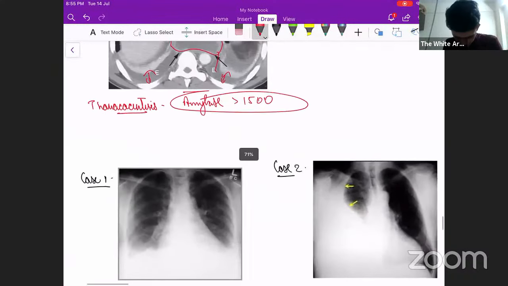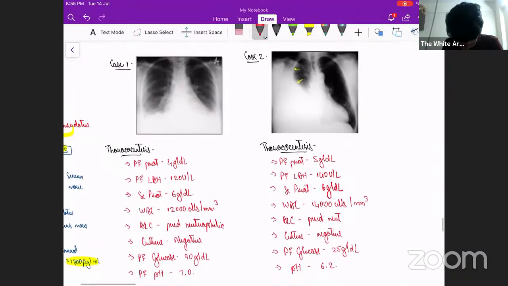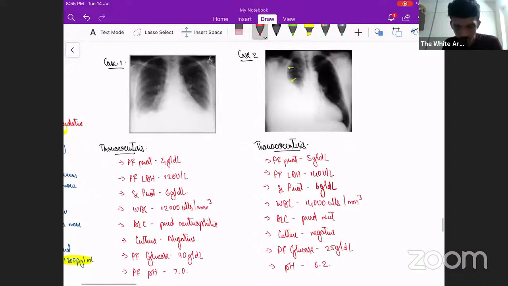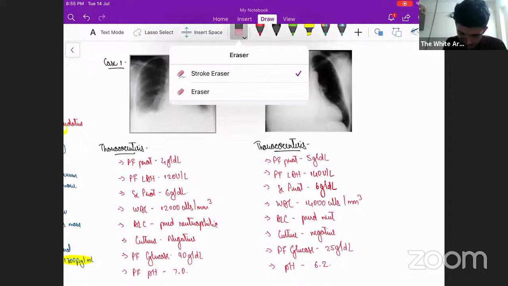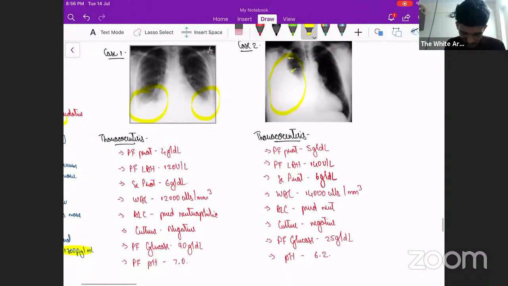So next we'll see two cases. This is case 1, this is case 2. These are the chest X-rays. In the first case, there is bilateral, small pleural effusion. In the second case, there is a large amount of pleural fluid collected, but it is unilateral, right-sided. On doing thoracocentesis, this was there. Anyone can diagnose it?